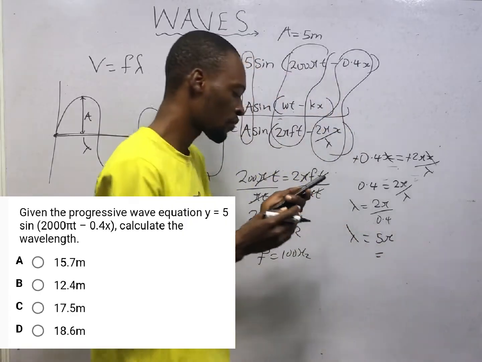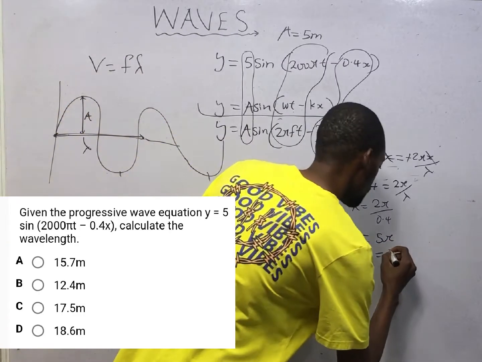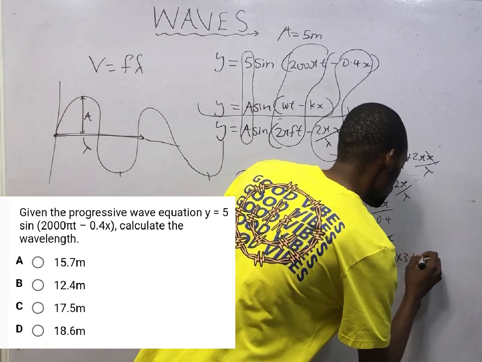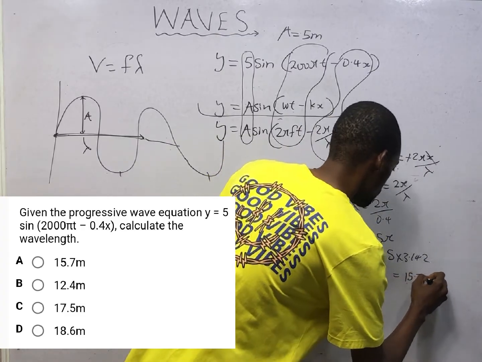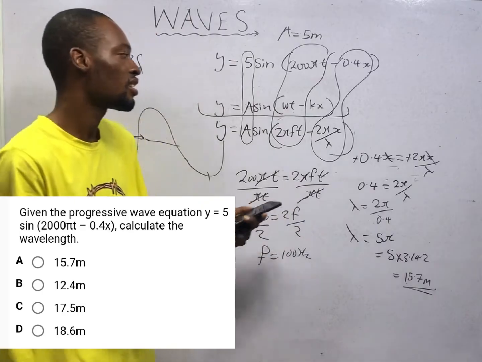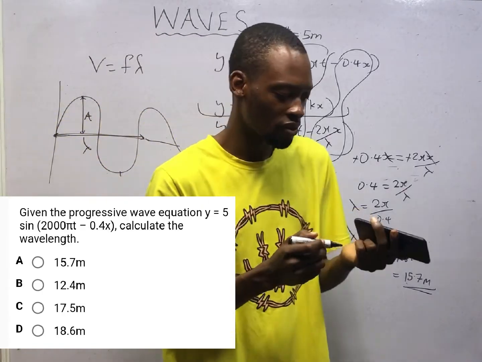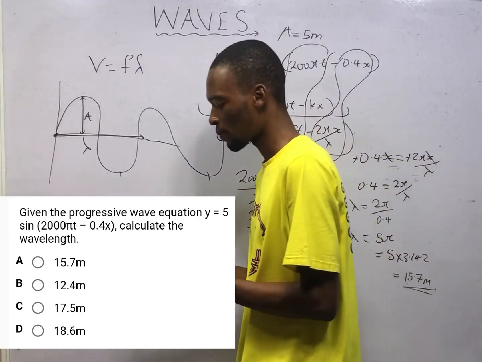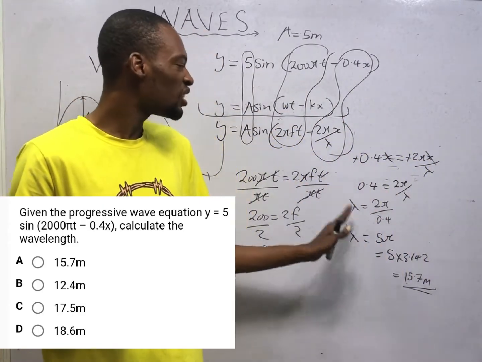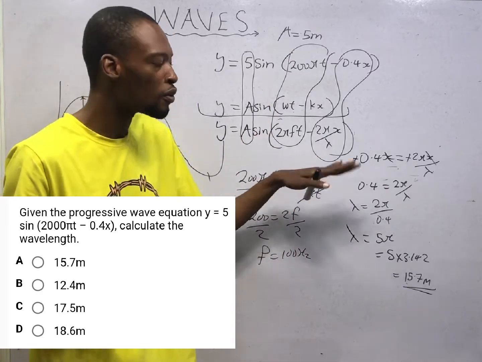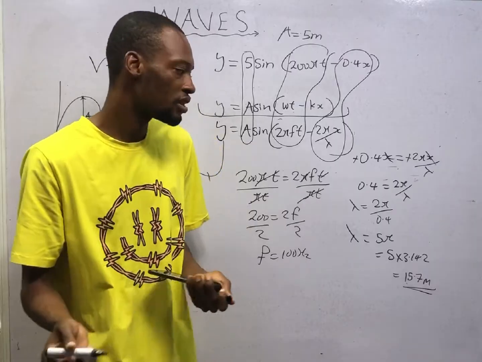And what is pi? Pi is 3.142. So 5 times 3.142, what does that give you? That should give you 15.7 meters. So in radians, that is the value of pi. So the option is option A. That is the correct option. So we were asked for just wavelength. I use this question to solve for all the possible things you will be asked under progressive wave equation.